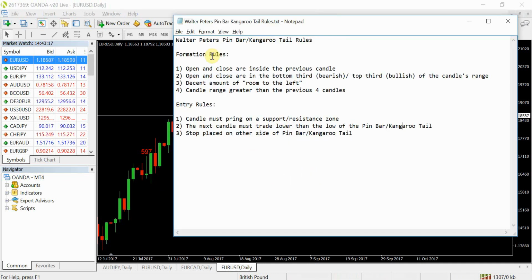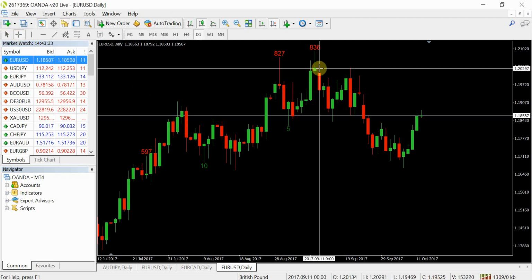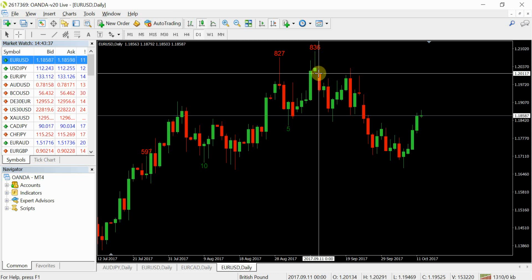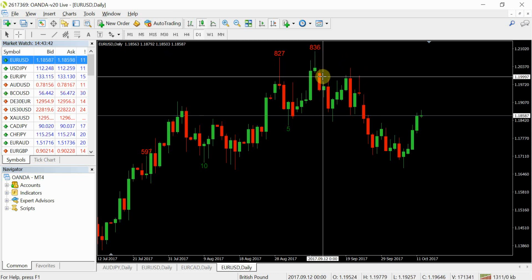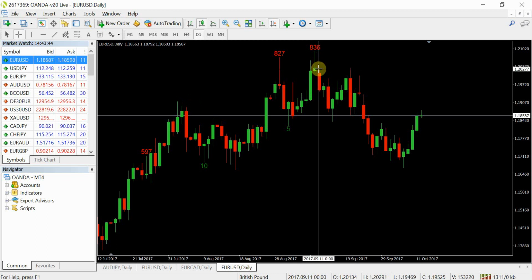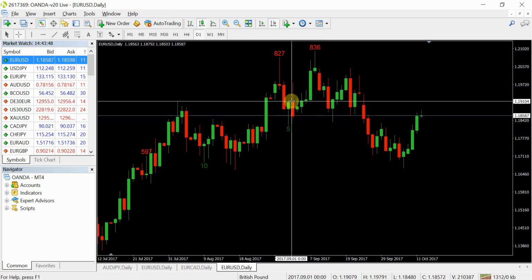And again, that is coded into the indicator. There's no flexibility within that. The next one is that the open and close are in the bottom third or the top third of the candle's range. So what this means is that effectively the body, as you can see here, is within the lower third, in this case because it's a bearish signal pin bar. Whereas this one is a bullish pin bar, it's in the upper third of it.